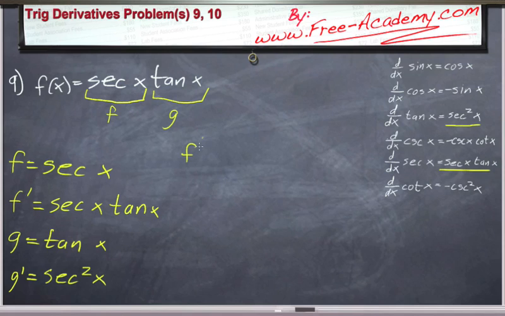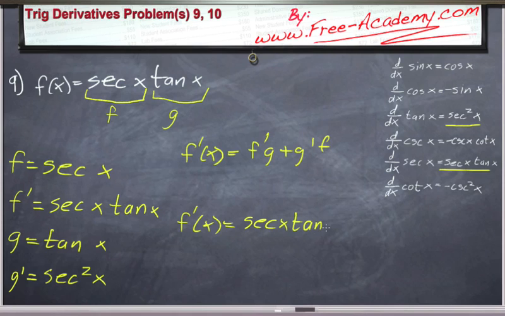So now we can plug everything into our product rule, which is f prime g plus g prime f. And our derivative is equal to secant of x times tangent of x times g, which is tangent of x. And this will be plus g prime, secant squared of x, times f, which is secant of x.